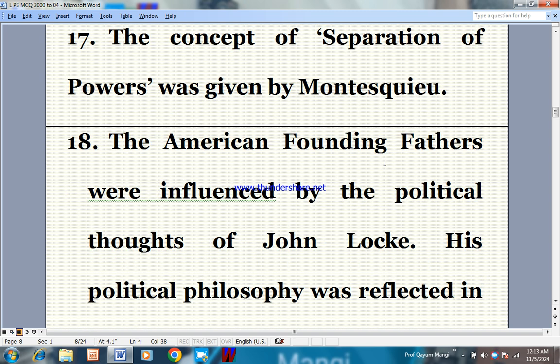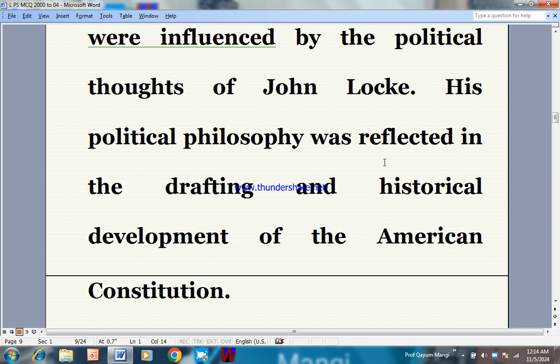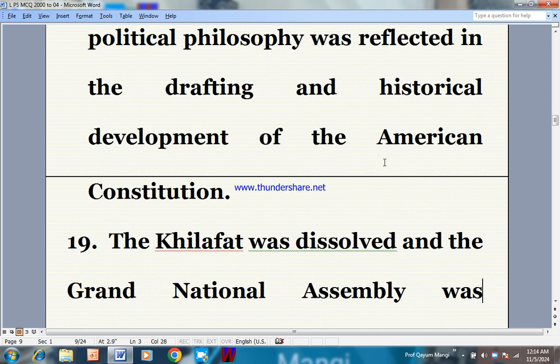The concept of separation of powers was given by Montesquieu, a political philosopher, and the American Constitution is based on separation of powers. The American founding fathers were influenced by the political philosophy or thought of John Locke. His political philosophy was reflected in the drafting and historical development of the American Constitution.